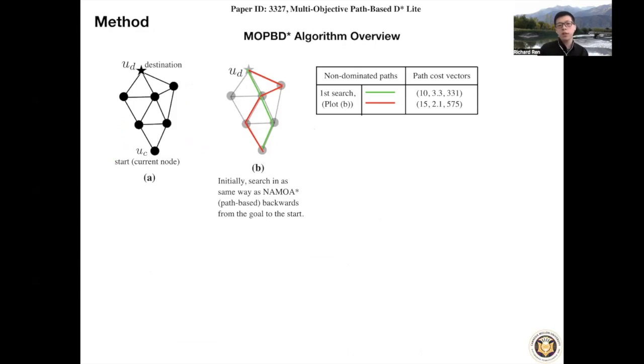Basically, our strategy is to reuse previous search efforts. To begin with, we will search in a backwards manner so that the constructed partial solutions can be reused even when the starting node changes during the path following process.